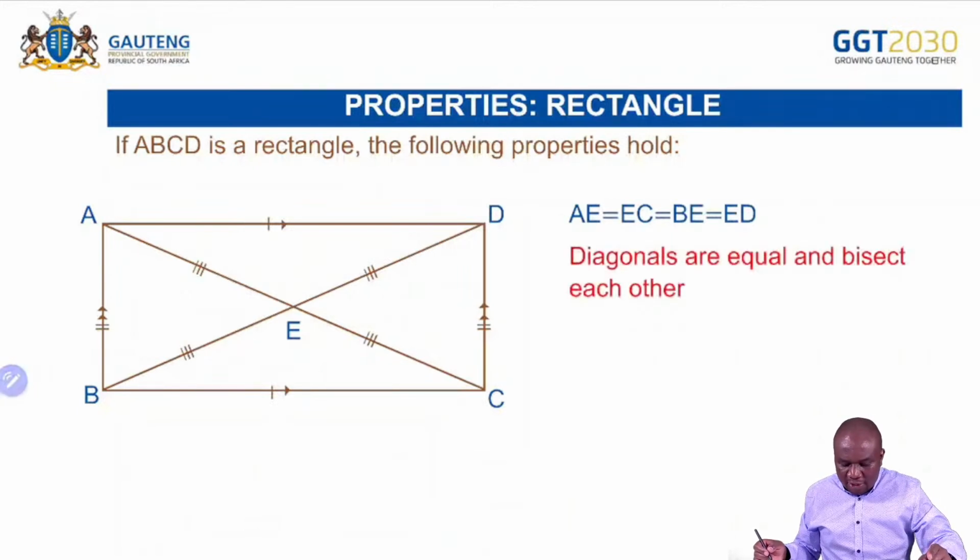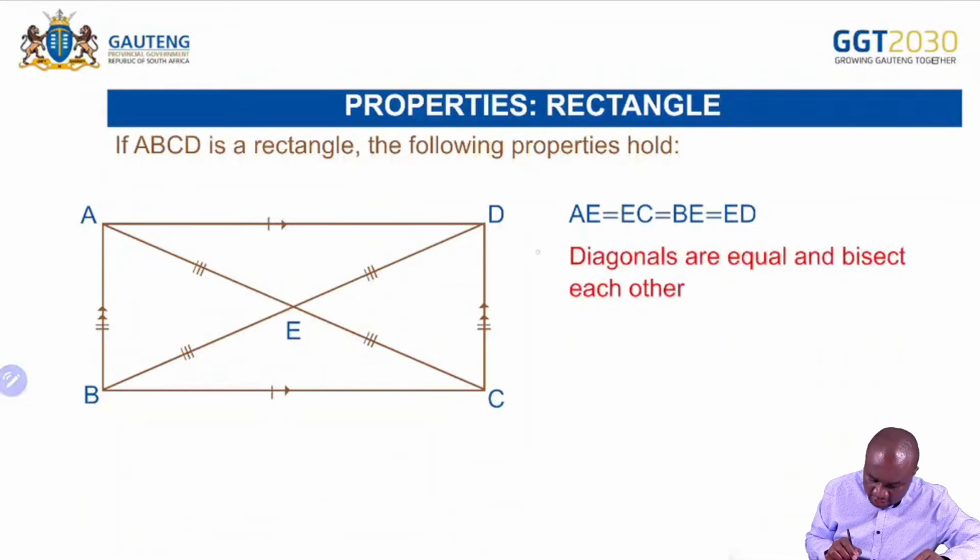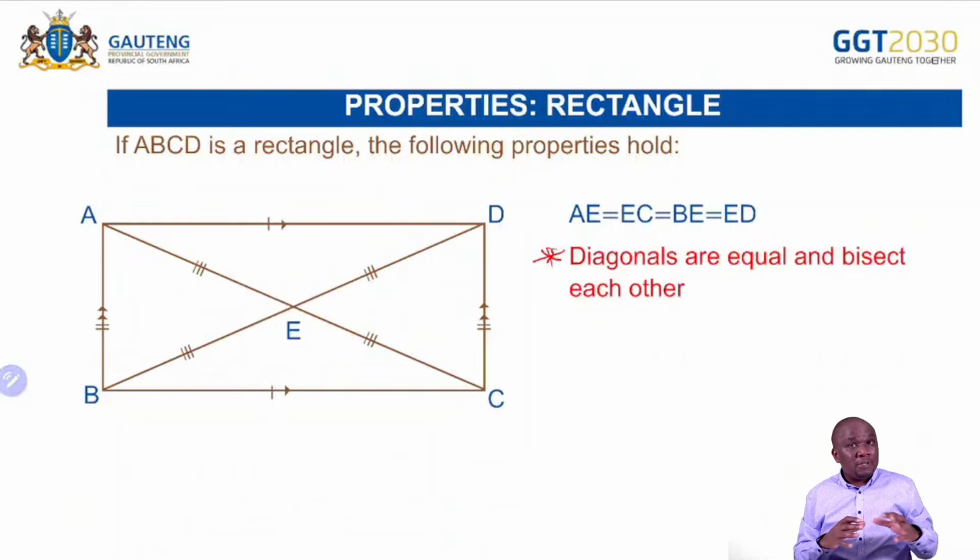So now the diagonals are equal. Write this one down. We didn't write about this. The diagonals for any other parallelogram, they are not equal. But for a rectangle, the diagonals are equal and they bisect each other. Please write this one down. For other parallelograms, the diagonals bisect each other, but they are not equal. For a rectangle, the diagonals are equal and bisect each other. Write that one down.